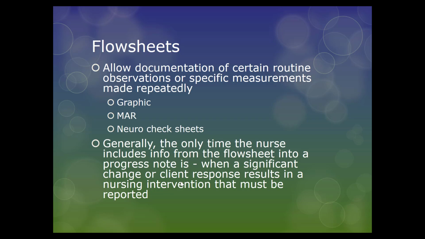Generally, the only time you include information from a flow sheet into your nurse's note is when it's abnormal. I'm not going to write out all of my absolutely normal vital signs into my assessment because I've more than likely charted those vital signs on a graphic sheet somewhere. The only reason I would write them in there is if the blood pressure was out of whack, or the temperature was elevated, or the pulse was elevated. Otherwise, I'm not going to chart them 3 or 4 times if I don't have to.